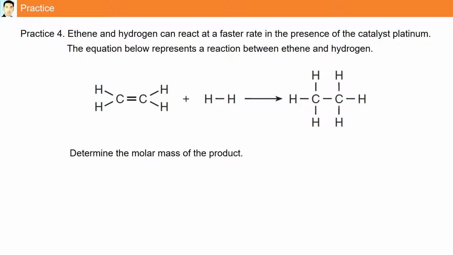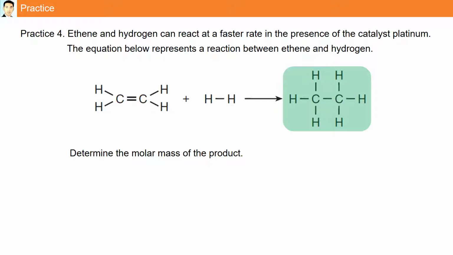Another practice question. Ethene and hydrogen can react at a faster rate in the presence of the catalyst platinum. The equation below represents a reaction between ethene and hydrogen. The question asks us to determine the molar mass of the product. The first thing we need to do is identify the product. The product is found on the right side of the equation.